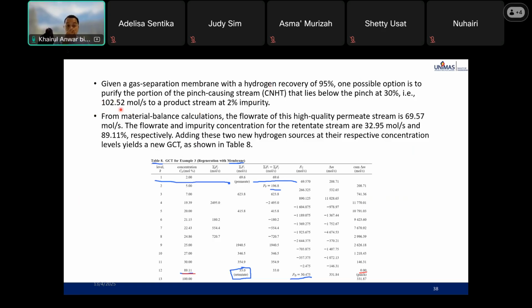Yes, 1.252. You get the product stream at 2% of it. So you get 2% of 69.57 here. Where do you get this? After the filtration by the membrane. Although you get the high concentration, sorry, low impurities hydrogen, the retentate stream has a lot, like 29% concentration of impurities and 32.95 mole per second.